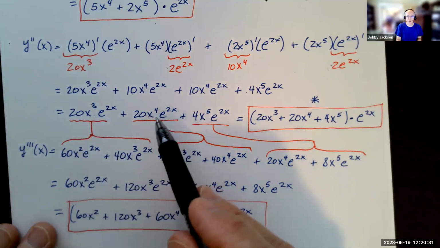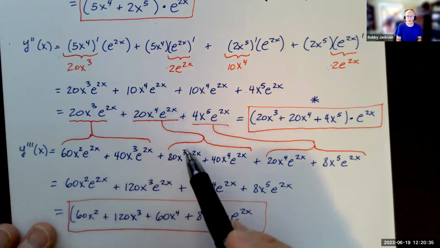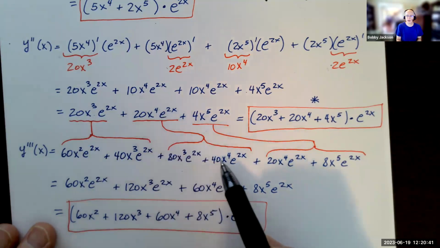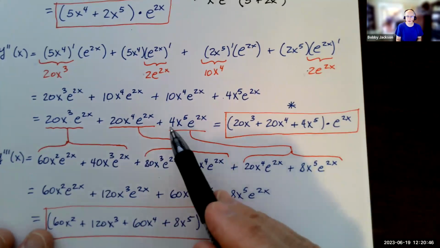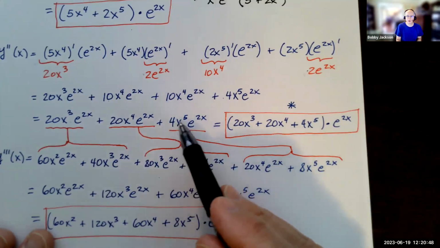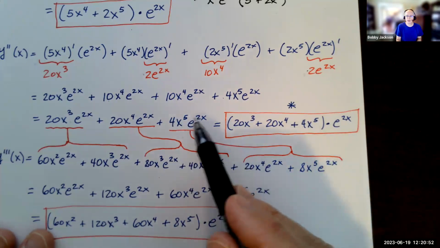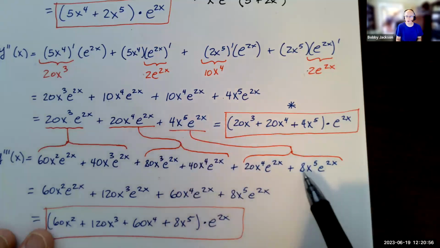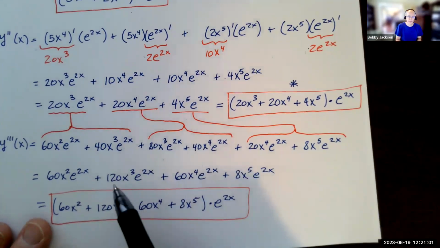This one, same thing. Derivative of 20x to the fourth, bring the 4 down. I get 80x cubed e to the 2x. And then the derivative of e to the 2x is 2e to the 2x. So 2 times 20 is 40 x to the fourth e to the 2x. So there's the product rule on that one. This one, product rule again, derivative of 4x to the fifth, bring the 5 down, 20x to the fourth times e to the 2x, and then derivative of e to the 2x is 2e to the 2x, 2 times 4, 8x to the fifth e to the 2x. All right, so there's the derivative.